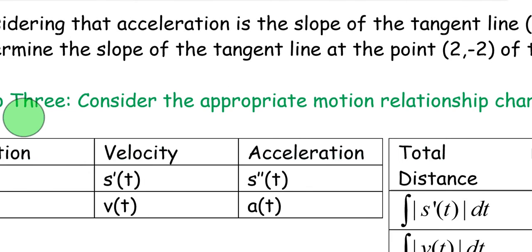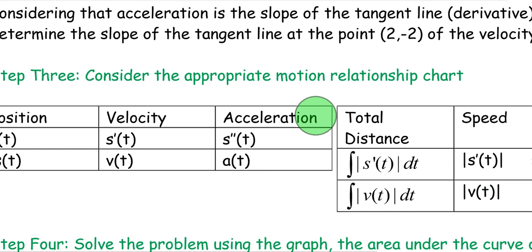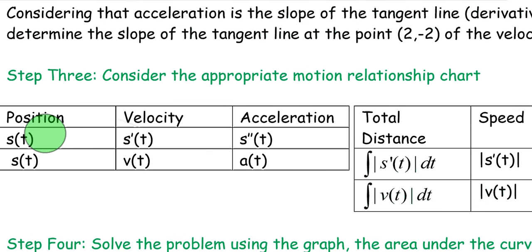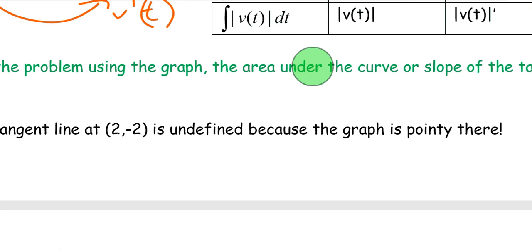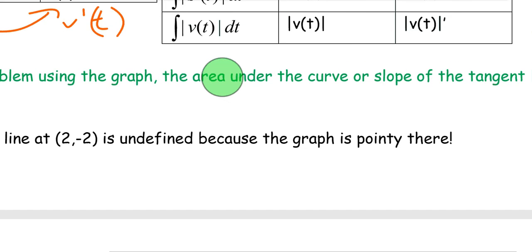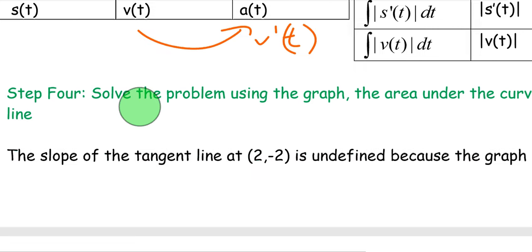Step 3, consider the appropriate motion relationship chart. Well, in this case, we're just going to focus on this one. Again, we said acceleration is the derivative of velocity. So again, I can draw an arrow and say that a of t is equal to v prime of t. And that's pretty much it for step 3. Step 4, solve the problem using the graph, adhering to the slope of the tangent line. In this case, it's the slope of the tangent line because acceleration, again, is the derivative of velocity.